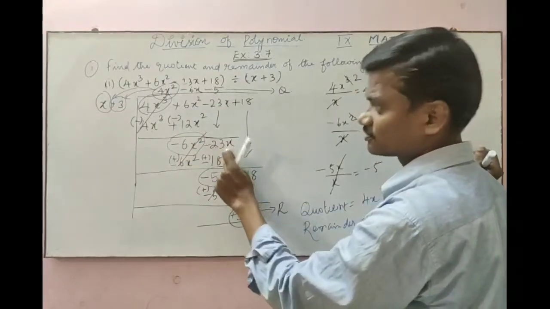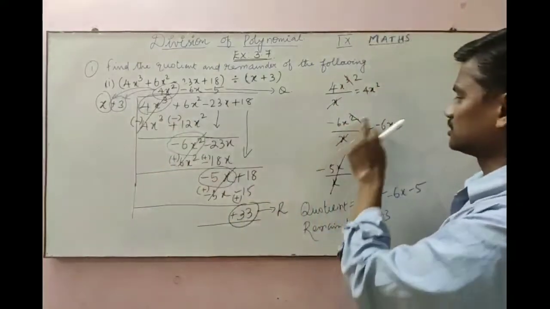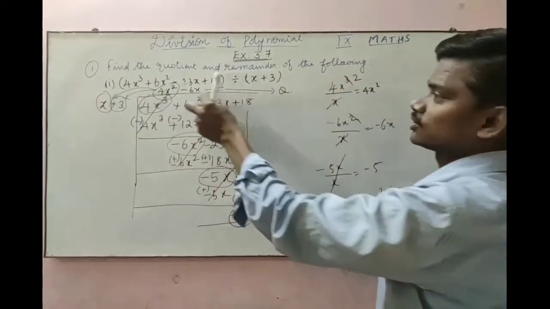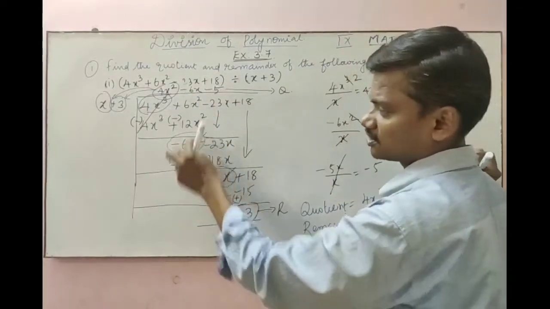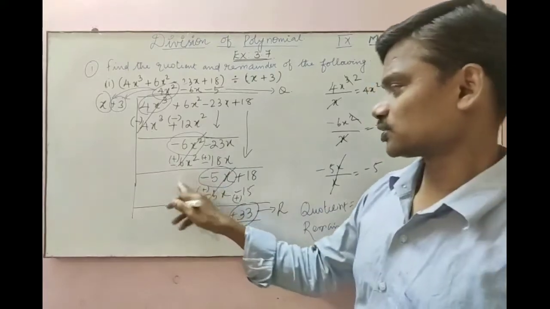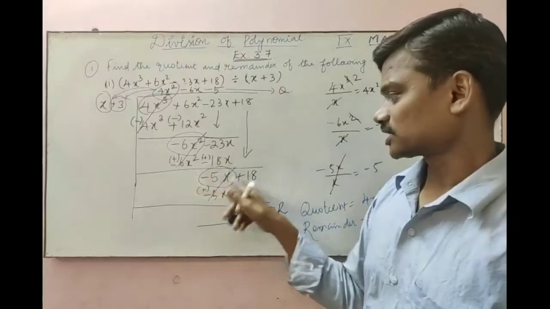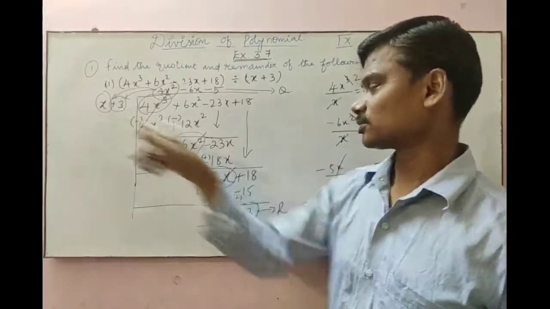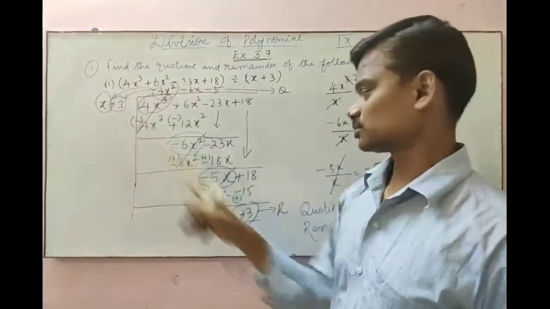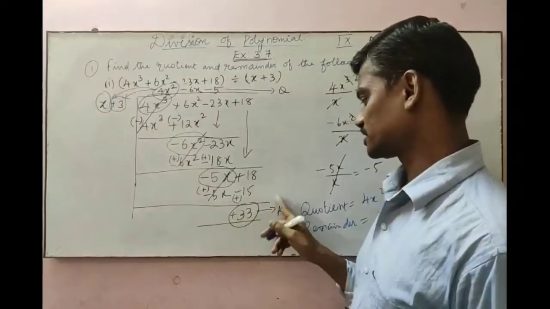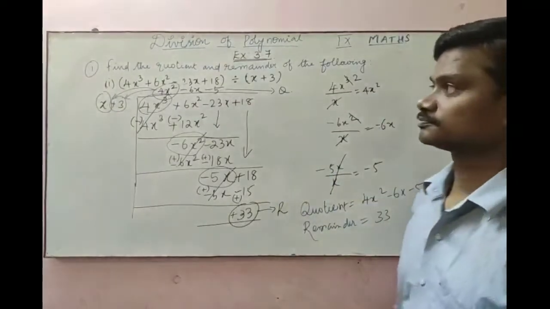Bring down the next term. Again take the first term of both, divide and take the answer. That should carry to the quotient. Again you have to multiply those two terms. These two get cancelled. You will get 0 here. Then again bring the next term. Again you take the first term of this and this polynomial, divide. You will get minus 5. Minus 5 into those two numbers gives this. If you simplify, you will get the remainder. So this is the quotient and this is the remainder.